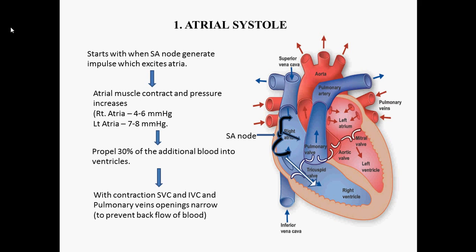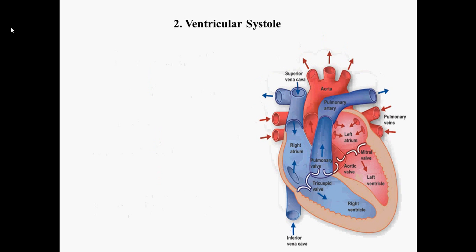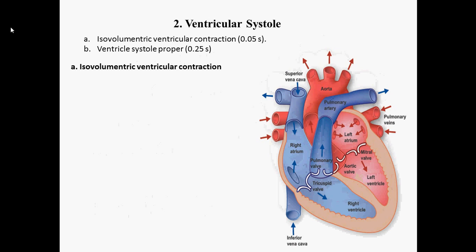So the phase is over by contraction of the atria with propelling of the 30% of additional blood into the ventricle and narrowing of the orifices of the superior vena cava, inferior vena cava and the pulmonary veins. The atrial systole is followed by ventricle systole, that is either the right ventricle systole or the left ventricle systole.